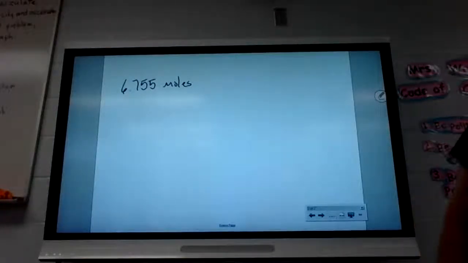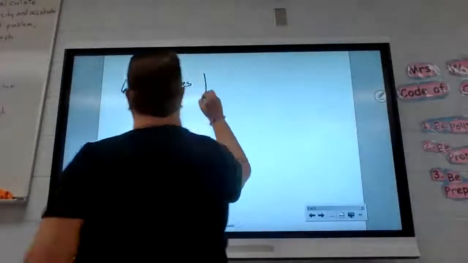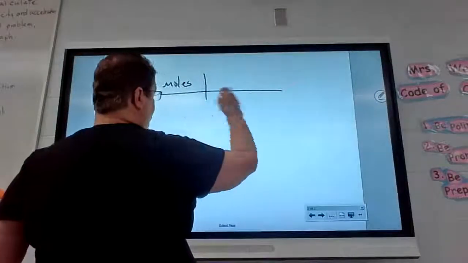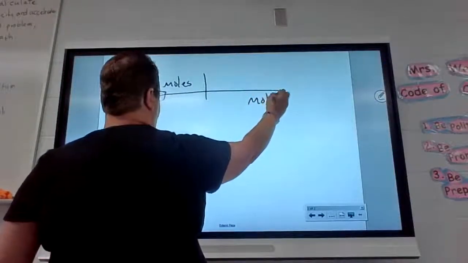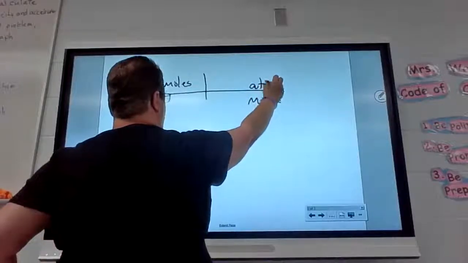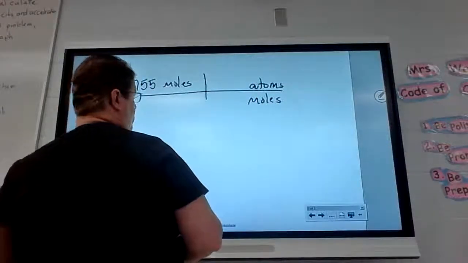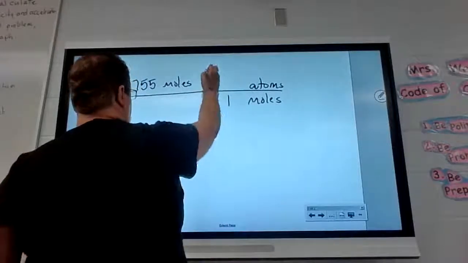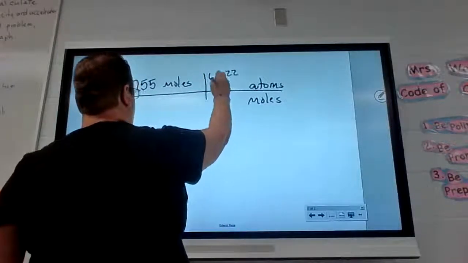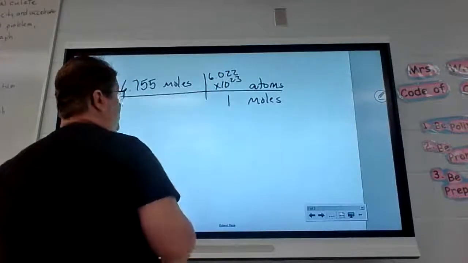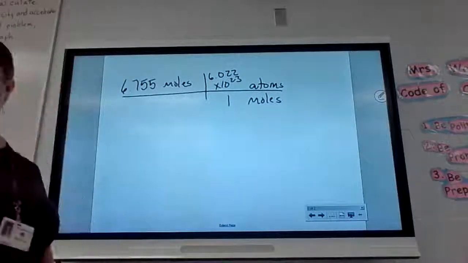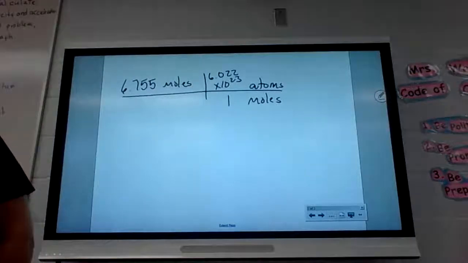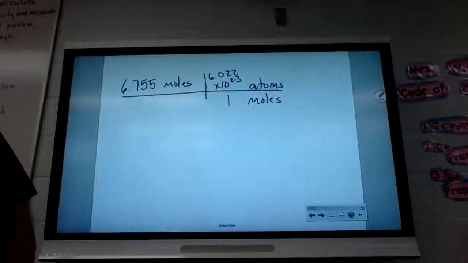And number 5, it wants you to find atoms. So what goes on the bottom? Moles. What goes on top? What goes beside moles? What goes beside atoms? Avogadro's number. Never changes. Avogadro's number goes beside atoms. What always goes beside grams? The atomic mass from the periodic table.